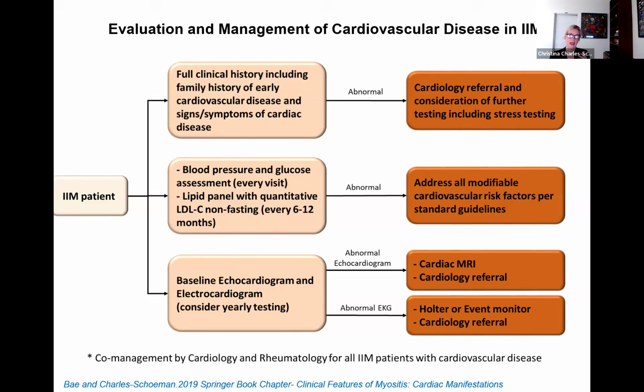And then echo and EKG, right? That's something that, again, everyone should have as a baseline in my clinic with myositis. How else am I going to know is there any muscle involvement, right? How else am I going to pick this up?